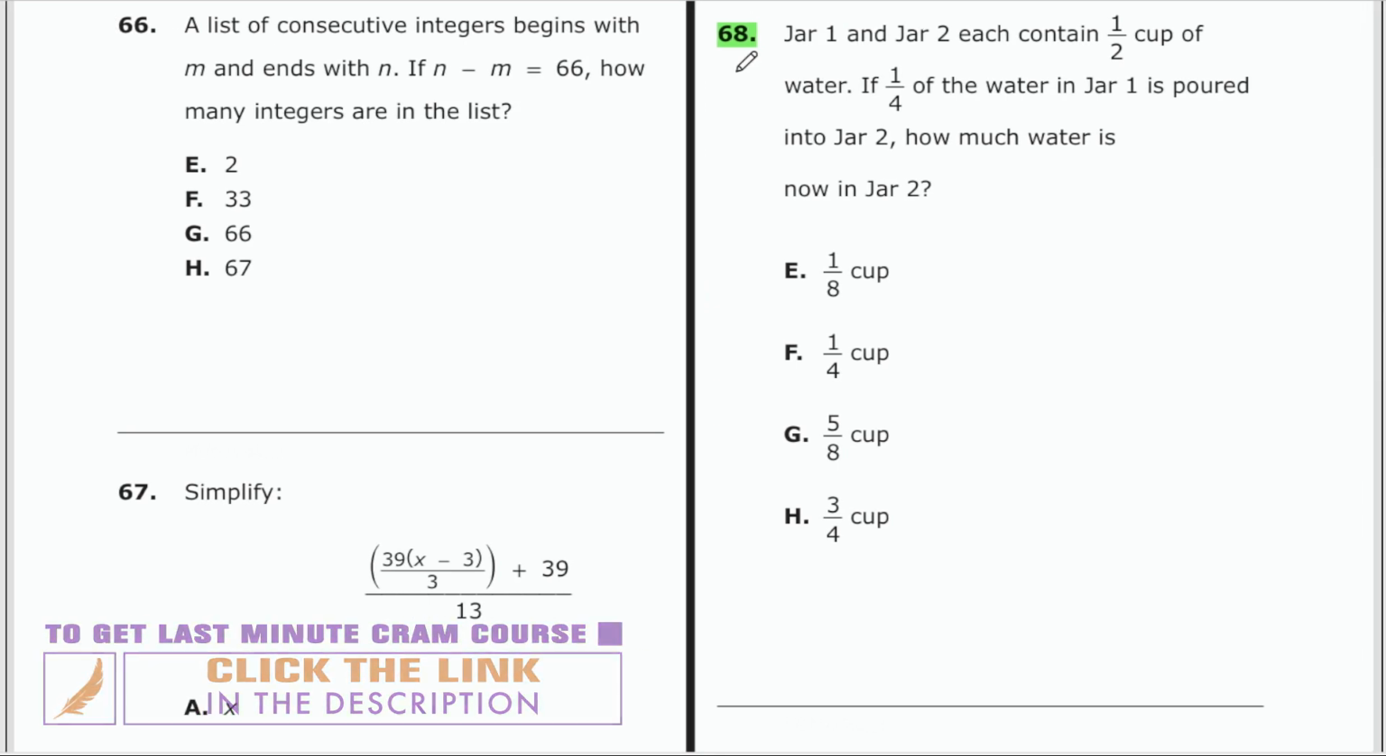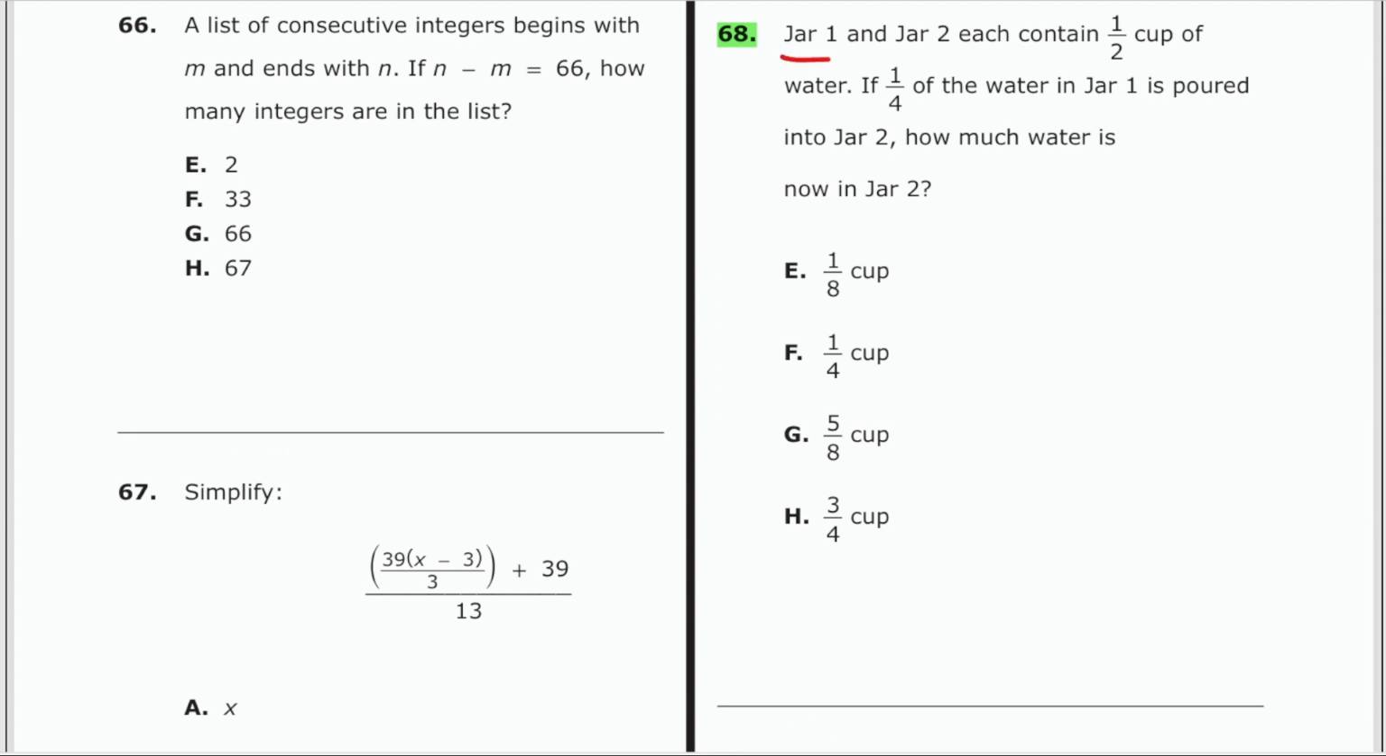So, we have jar 1, we have jar 2. So let's just do it, right? Jar 1 and jar 2 each contain 1/2 cup of water. So this is like 1/2 C, 1/2 C. If 1/4 of the water in jar 1 is poured into jar 2, how much water is in jar 2?